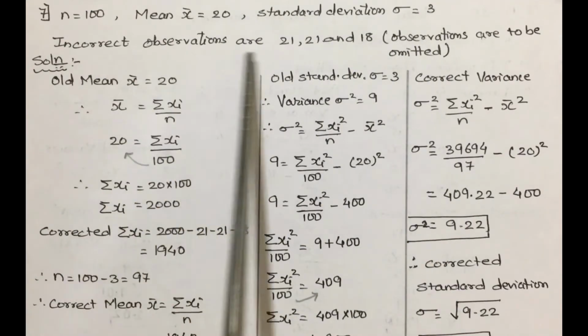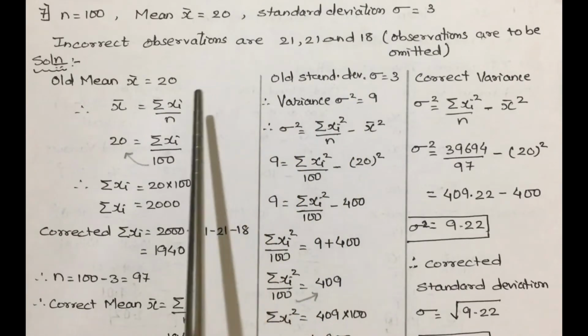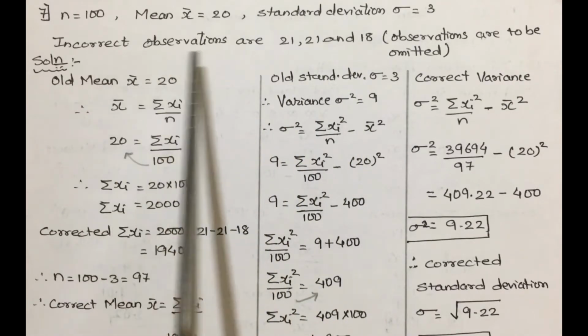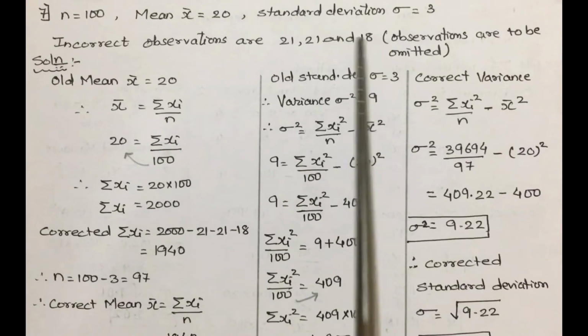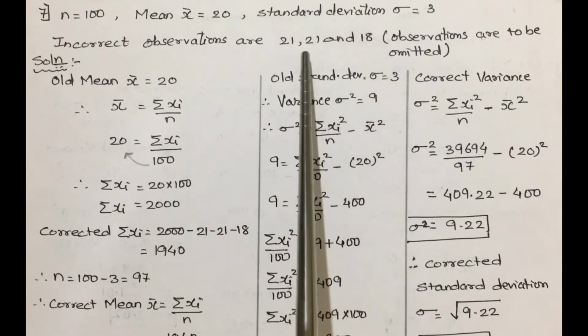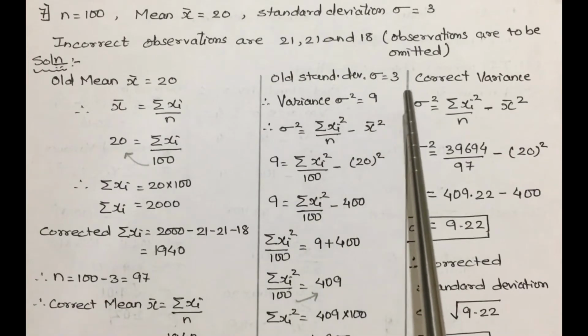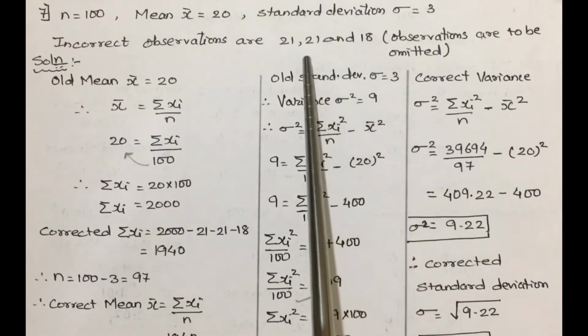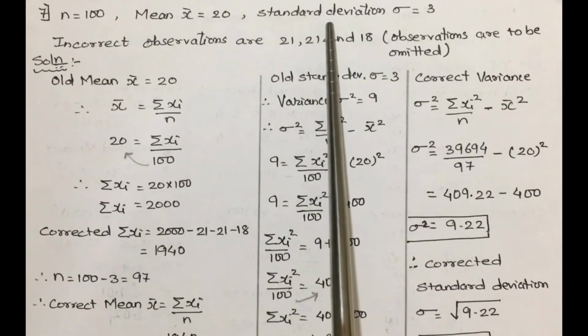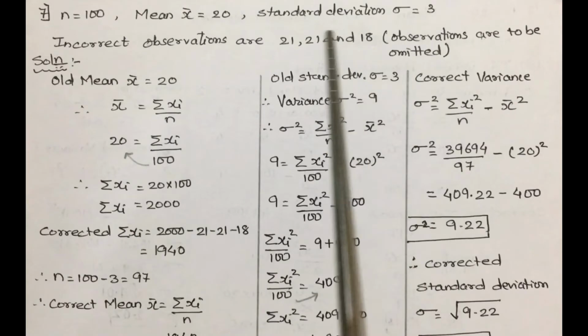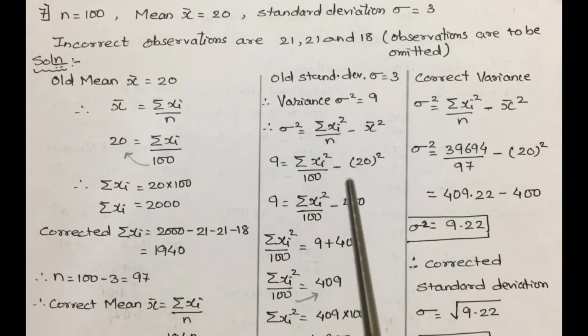Now there are a total of 3 incorrect observations. They are 21, 21 and 18. These observations are incorrect. And we have to calculate the new mean and new standard deviation by omitting these observations.